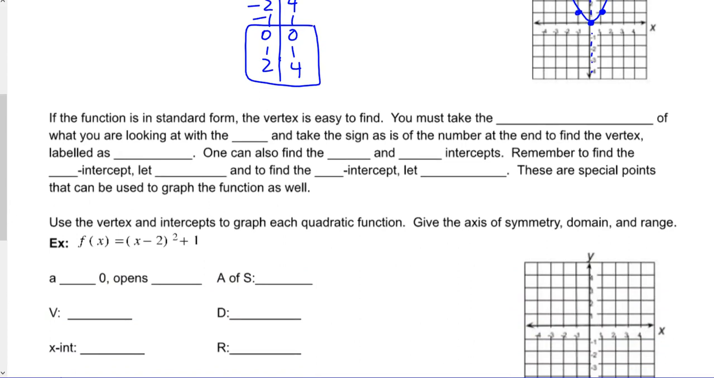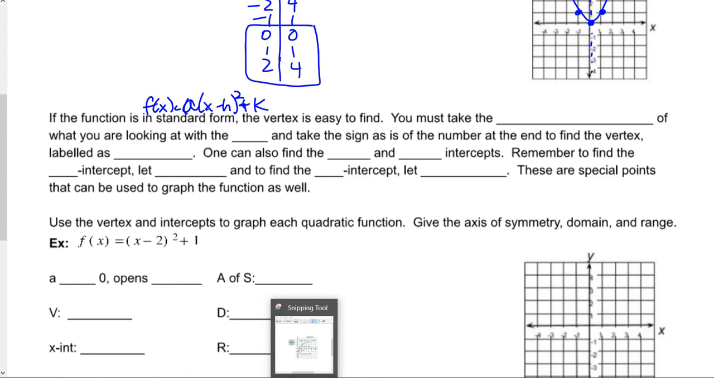Now, if the function is in standard form, what was standard form? We just saw it up there. That is a times x minus h squared plus k. You don't have to write that, but I just want to rewrite it again for you so you see it since it's off the screen.